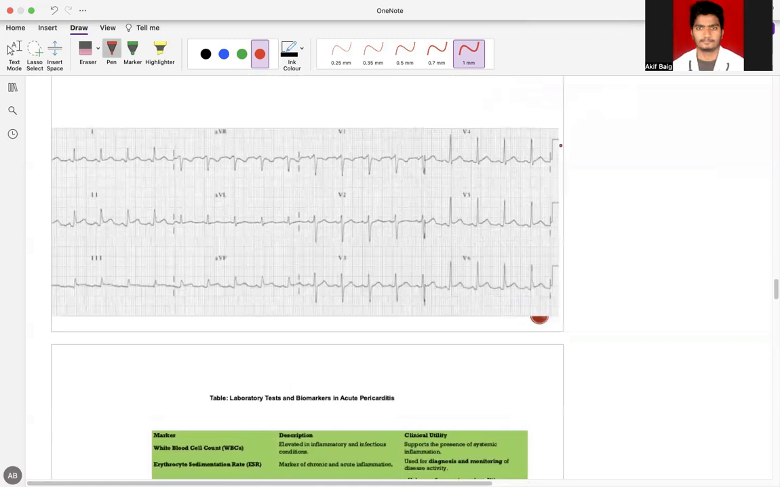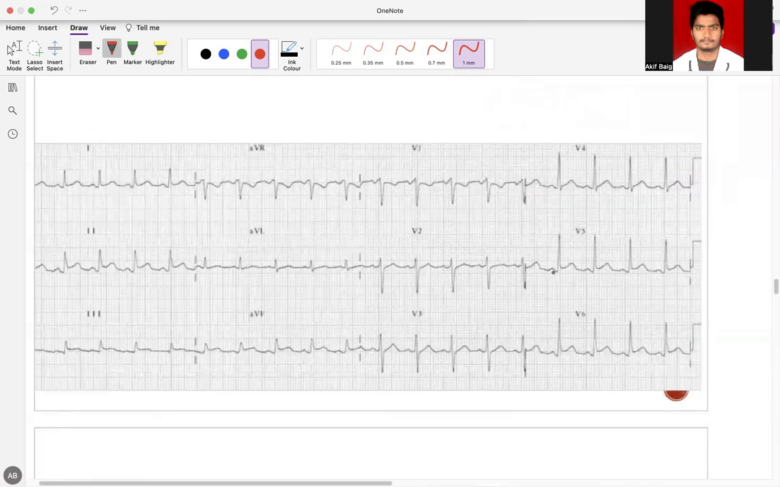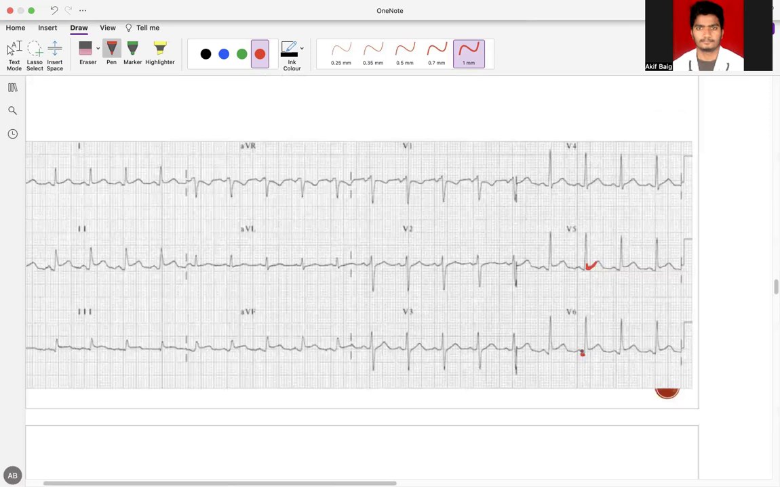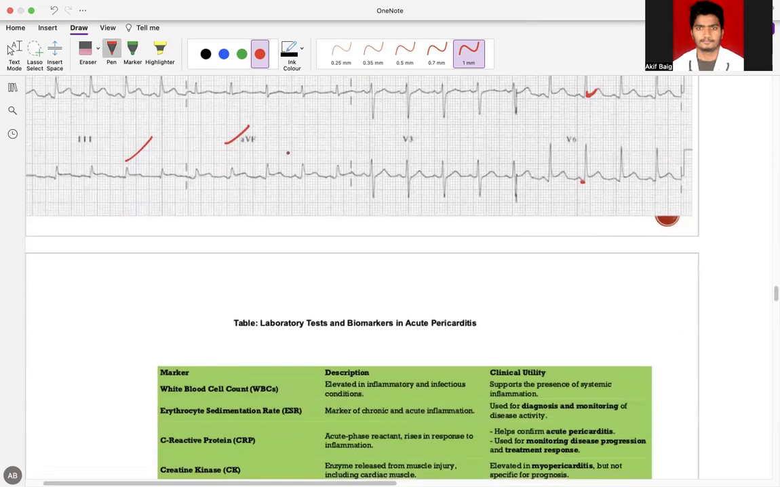So this is a classical ECG of acute pericarditis where you can see concave shape ST elevations. There is some PR segment depression. Along with that, you can also see that it is not localized to a single territory. You can see V5, V6 having that elevation. Similarly, lead 1, lead 2, lead 3, and lead AVF also have it. And also in lead AVR, you will have the PR segment slightly elevated with ST segment depression, which is also a feature of acute pericarditis.